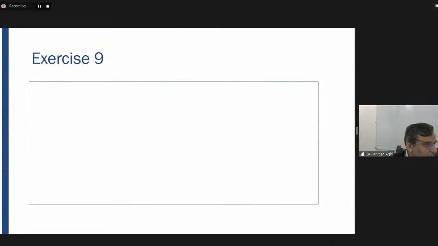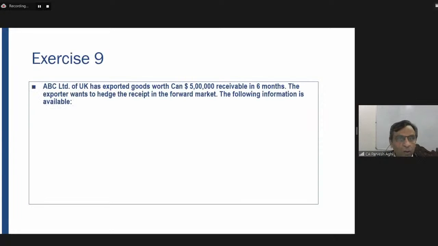I hope all the slides are with you. Then we will be starting exercise number 9. In this question, there's a company called ABC Limited of UK. They have exported goods worth Canadian dollars 5 lakh to Canada, receivable in 6 months. The exporter wants to hedge the receipt in the forward market.